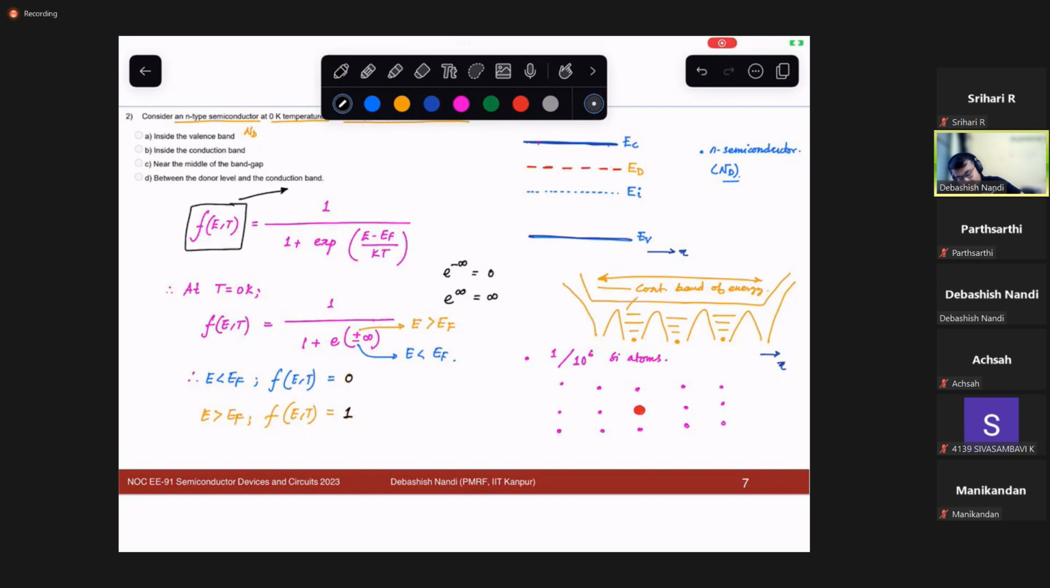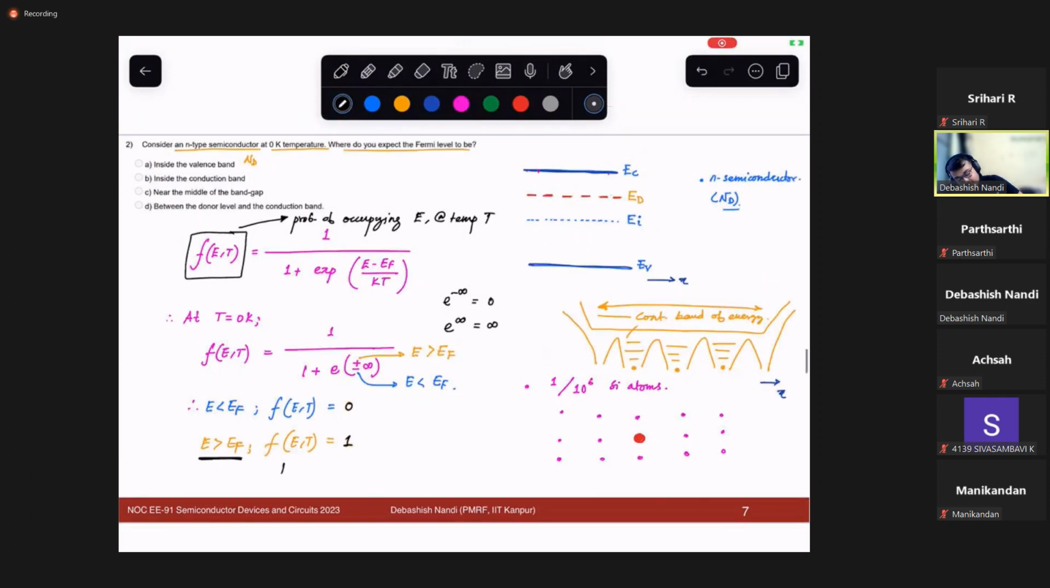What does this quantity mean? This is the probability of occupying energy level E at temperature T, okay? So one thing is that my EF, we have been asked what the location of the Fermi level is, right? So one thing is that my EF has to be either greater than E or less than E, okay?